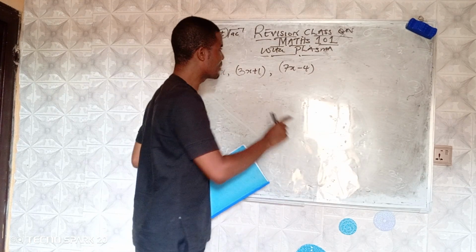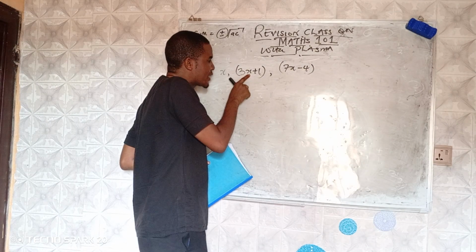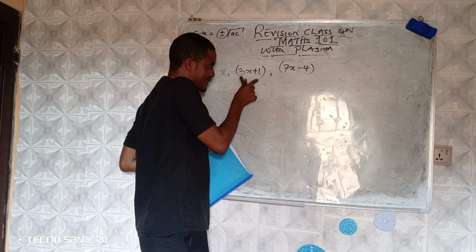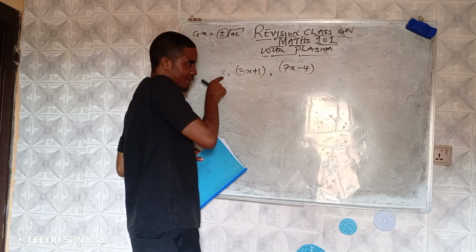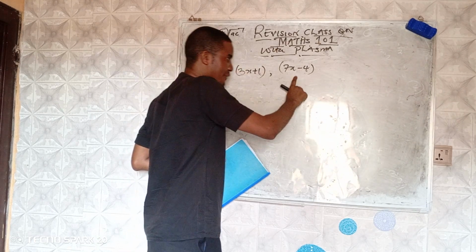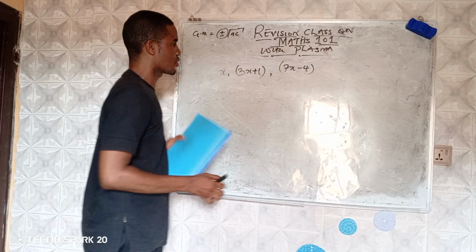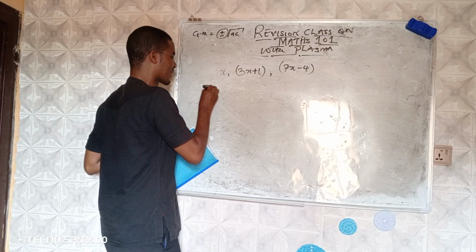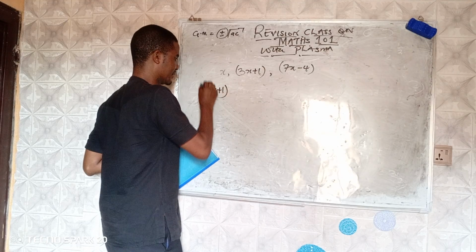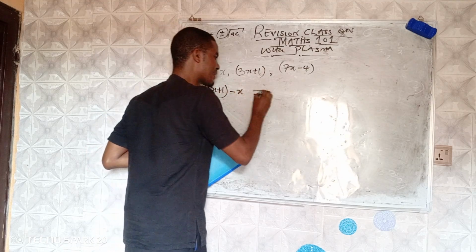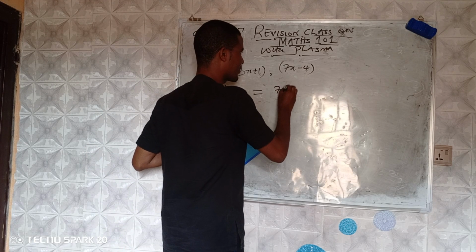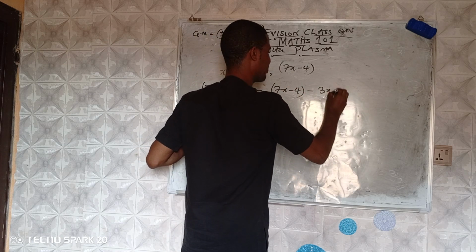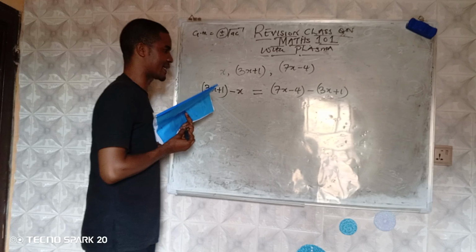For it to be an AP, it means that if I can know the value of x, and I multiply it by 3 and add 1, I will have a certain number. That number minus whatever x is the same thing as whatever I get here minus here. So what I'm going to do is to get an expression. I will say 3x plus 1 minus x is the same thing as 7x minus 4 minus 3x plus 1. Hope you understand.